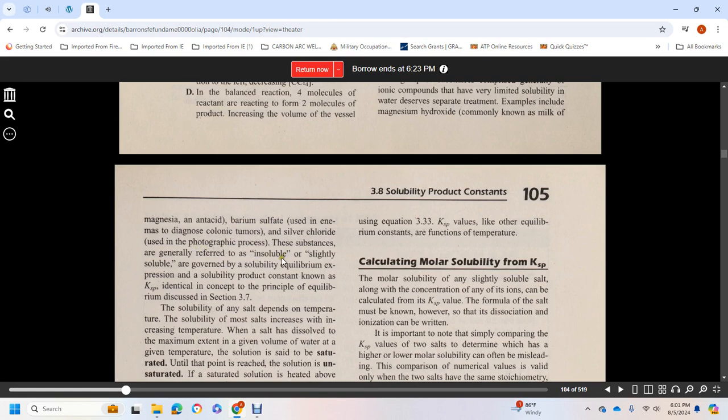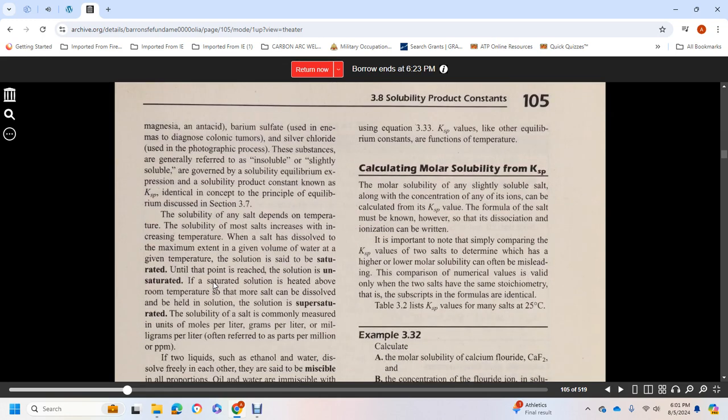These substances are generally referred to as insoluble or slightly soluble, governed by a solubility equilibrium expressed in the solubility product constant, known as Ksp, identical in principle to the equilibrium constants in section 3.7. Solubility of a salt depends on the temperature. Solubility of most salts increases with increasing temperature. A salt will dissolve to the maximum extent in a given volume of water at a given temperature, and the solution is then saturated.